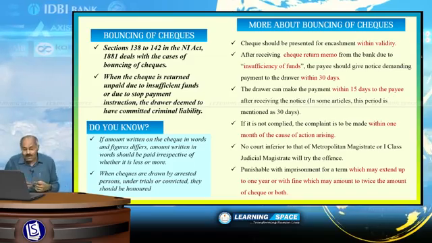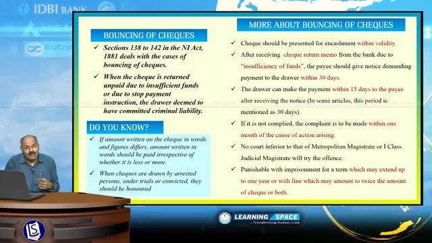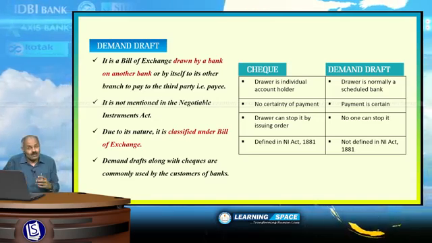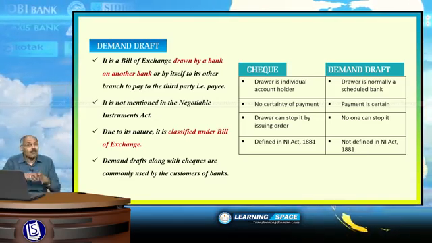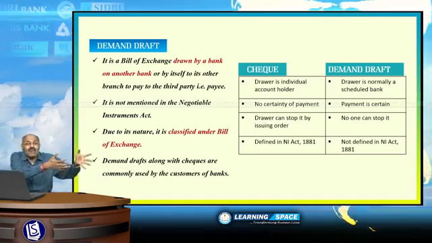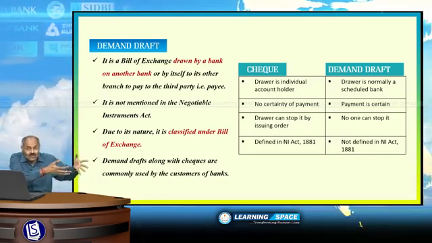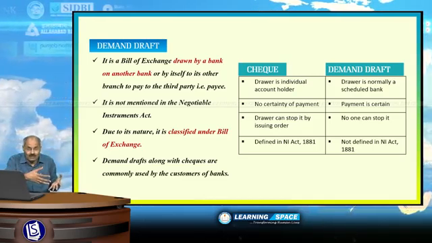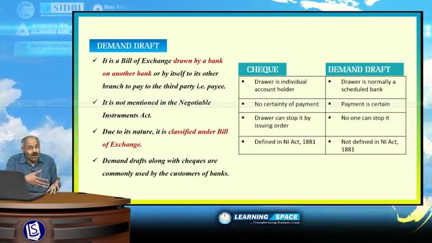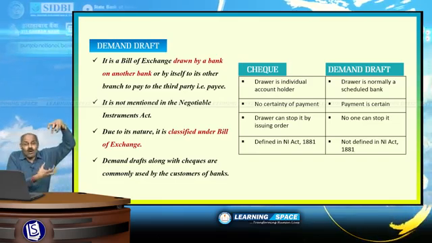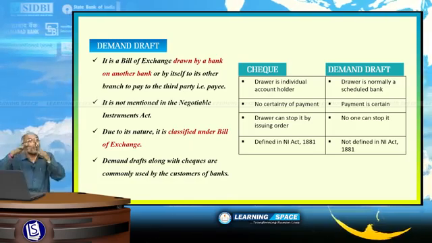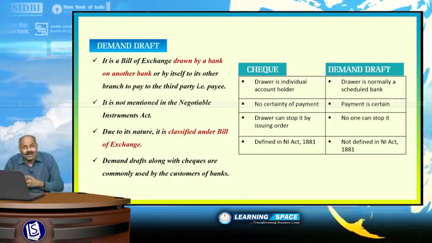This is all about checks, and now look at the difference between demand draft and check. We have already discussed demand drafts. A demand draft is just akin to a bill of exchange, and we discussed in the previous class various features of demand drafts. A demand draft is nothing but an order given by a bank to another bank to pay the payee. But what are the main differences between check and demand draft?